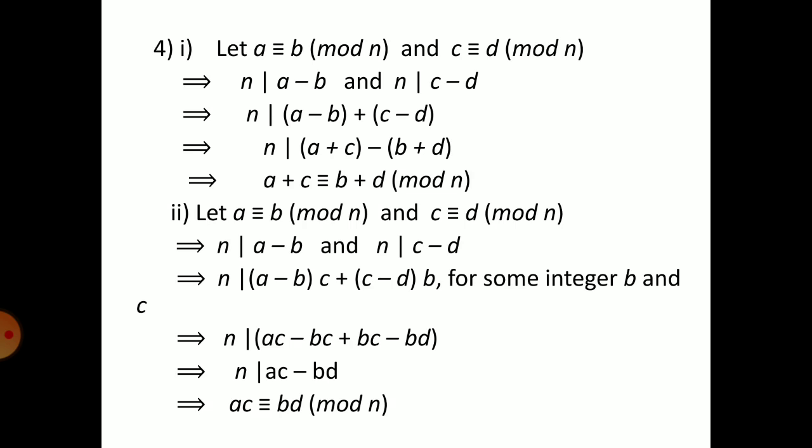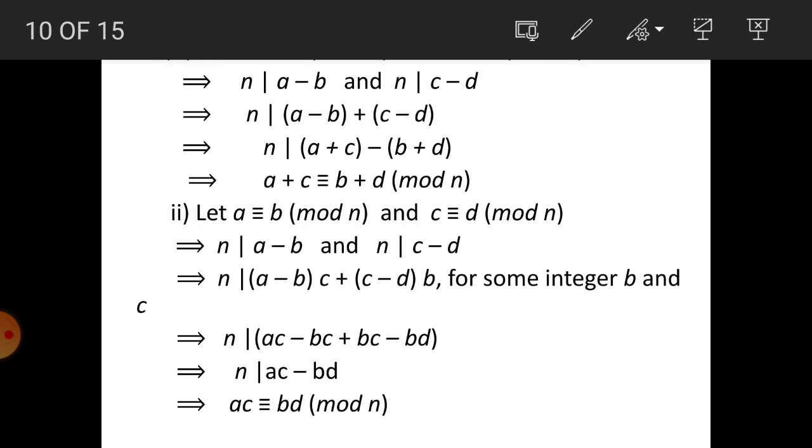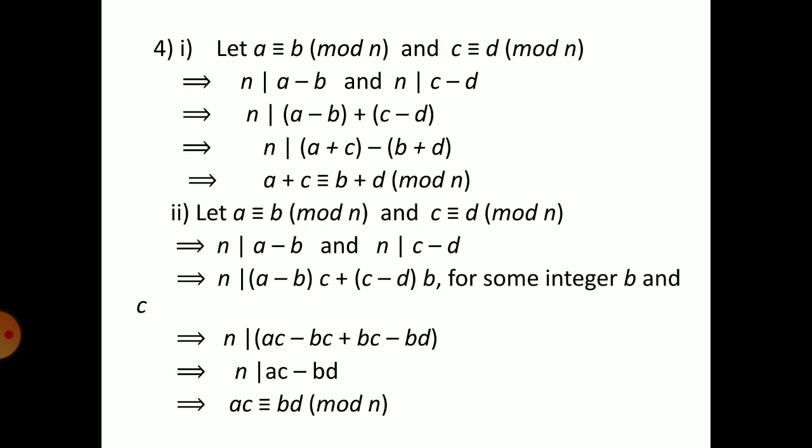Now to prove the second part, AC is congruent to BD mod n. We have to prove this. Now the first two steps are the same. Here n divides A minus B, n divides C minus D. In the previous case we took the addition of A minus B and C minus D. Now here, multiply A minus B by C and C minus D by B and take the addition. Means in the result, n divides Bx plus Cy, taking x as C and y as B.